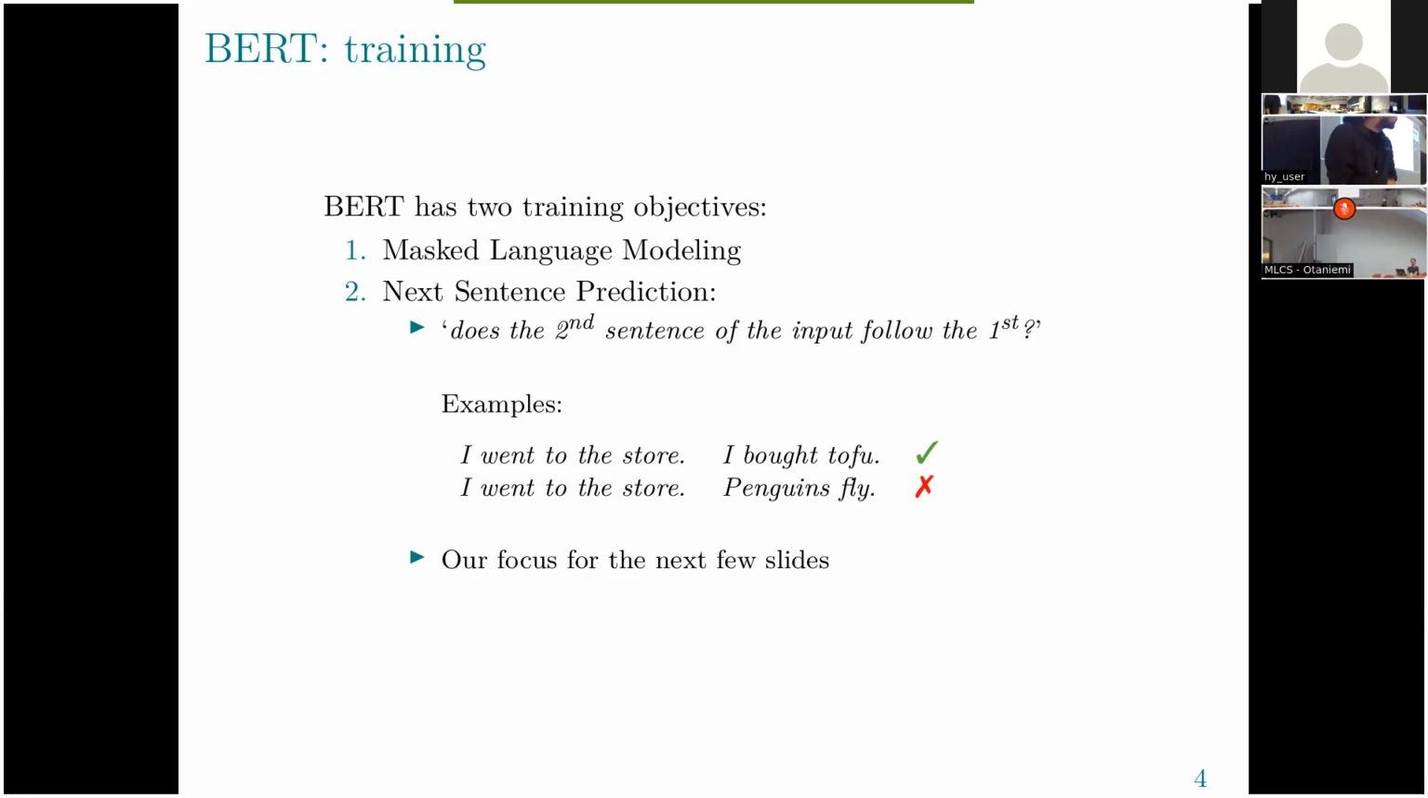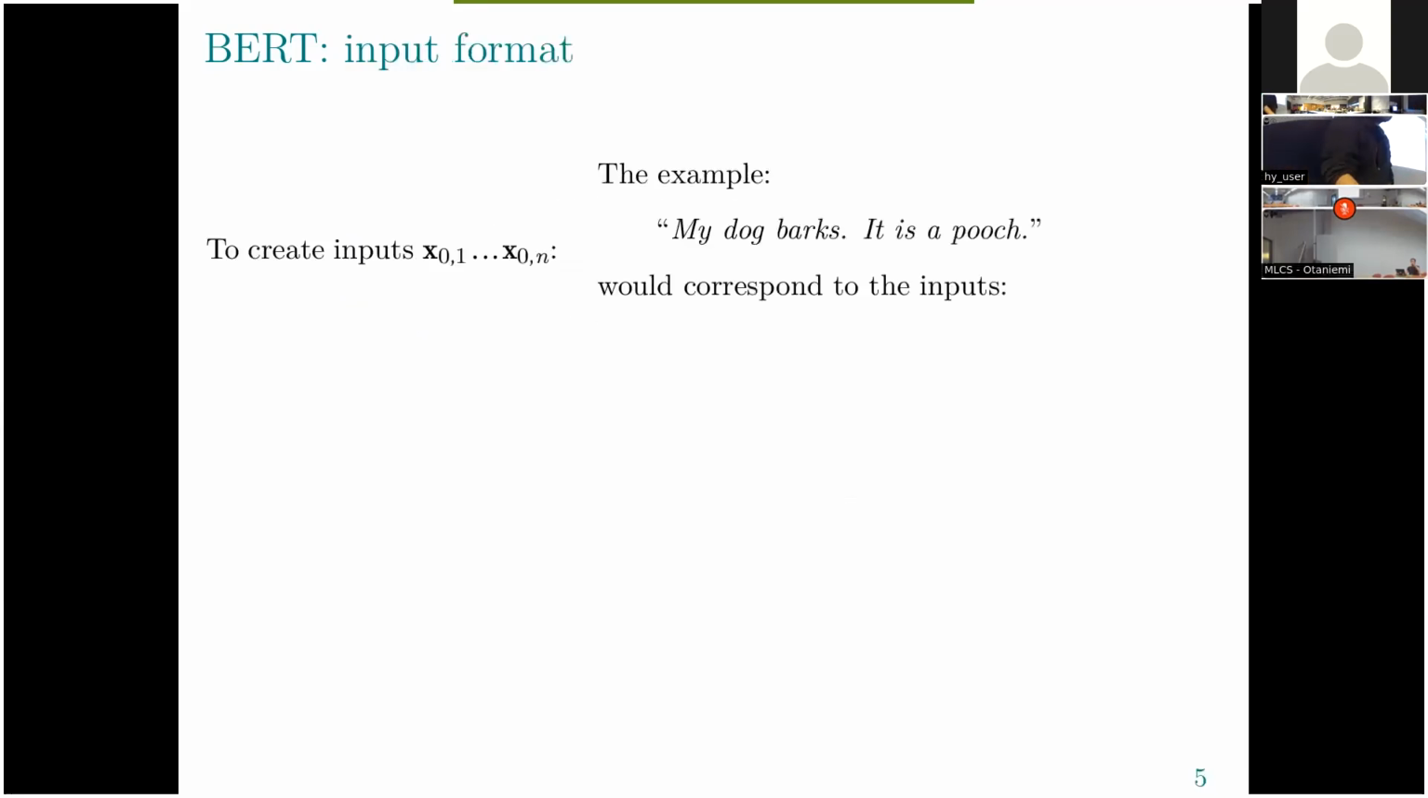And yeah, so just to stress, the next sentence prediction objective is what we are going to focus on for the next few slides. Okay, second point, how do we create input for BERT? So BERT is a transformer. Transformers technically require you to have an input sequence of embedding vectors. I'll just be a bit more clear.